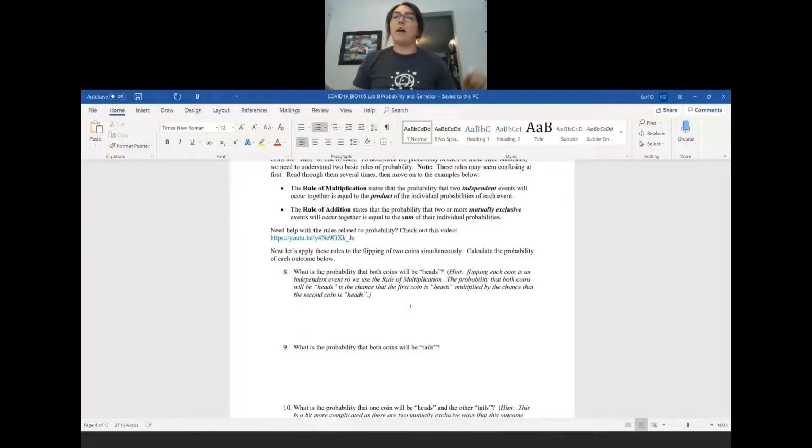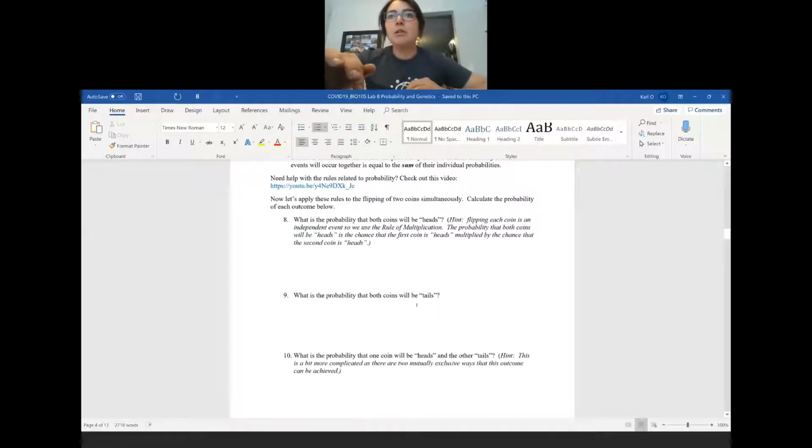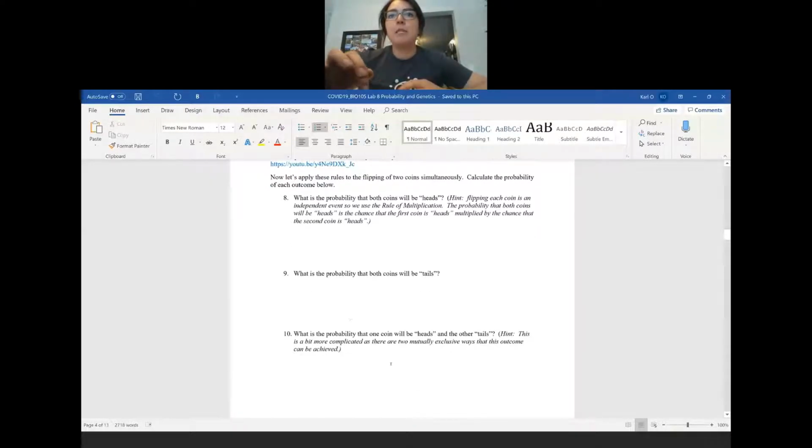We multiply 0.5 times 0.5, we get 0.25 or 25%. Question number 9 is also going to be 25%, right? This is exactly the same as question number 8, except it's just with tails instead of heads. The math is all the same. And then question number 10 down here, this is where we're using both of our rules, multiplication and addition.